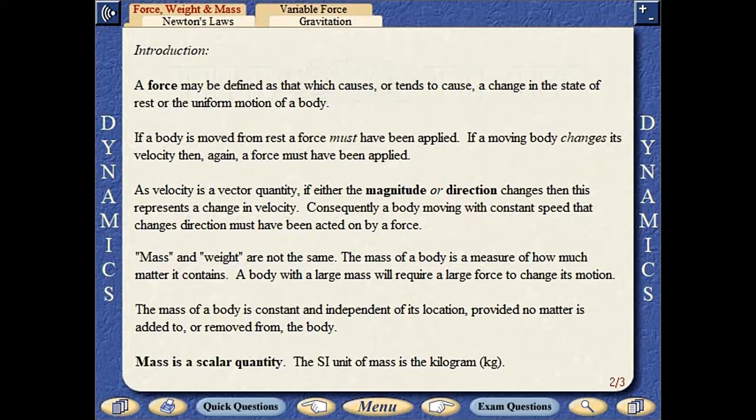Mass and weight are not the same. The mass of a body is a measure of how much matter it contains. A body with a large mass will require a large force to change its motion. The mass of a body is constant and independent of its location, provided no matter is added to or removed from the body. Mass is a scalar quantity. The SI unit of mass is the kilogram.